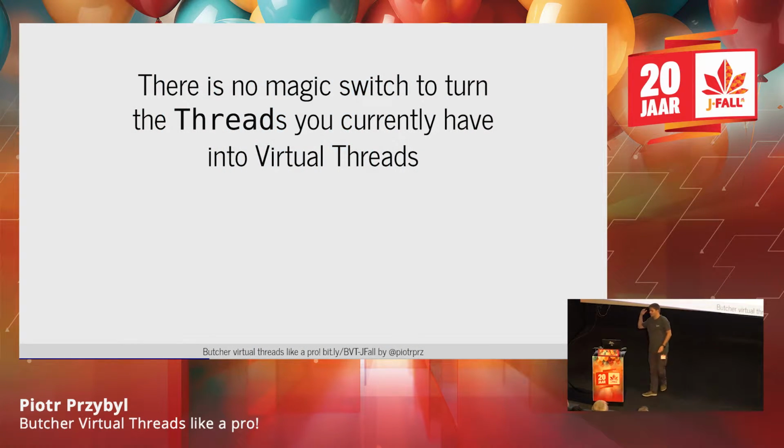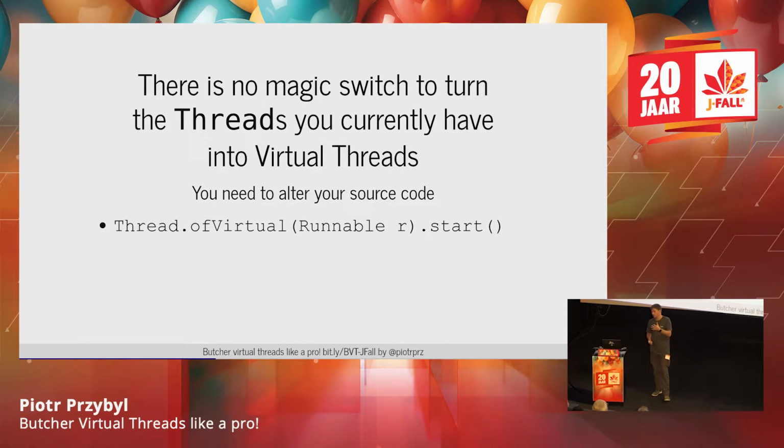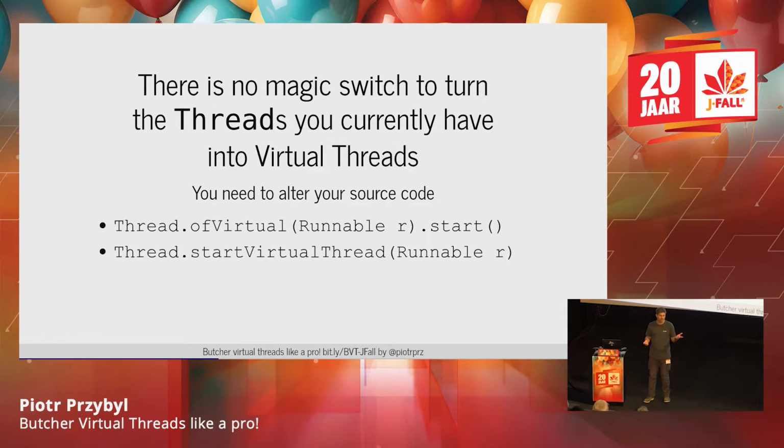And there is no magic switch to turn the regular threads you have in your application into virtual threads, okay? You just have to go and visit your source code and change these places. So you can start like this, with Thread.ofVirtual and then start. And this builder is very nice if you need to set a name or whatever, right? If you fancy just starting it instantly, you can go like this, startVirtualThread, and give it a lambda or just a Runnable.